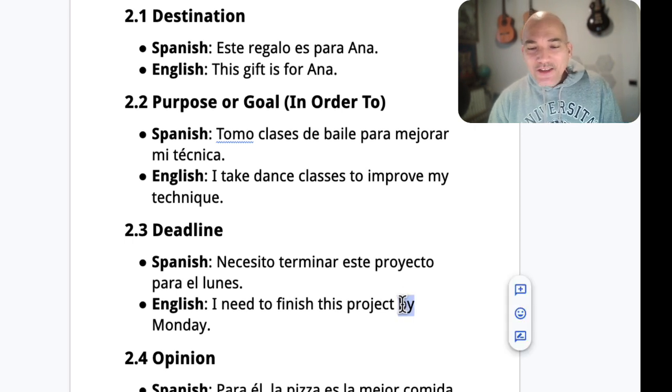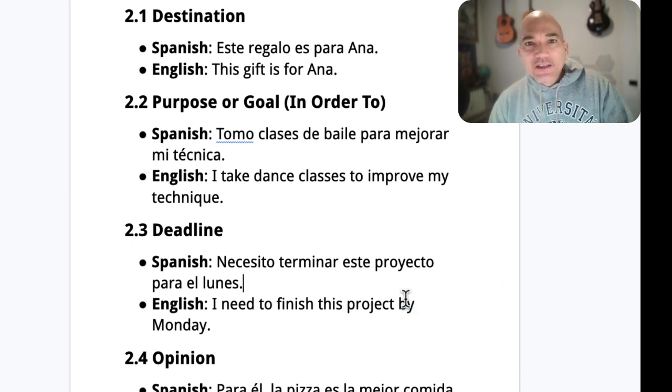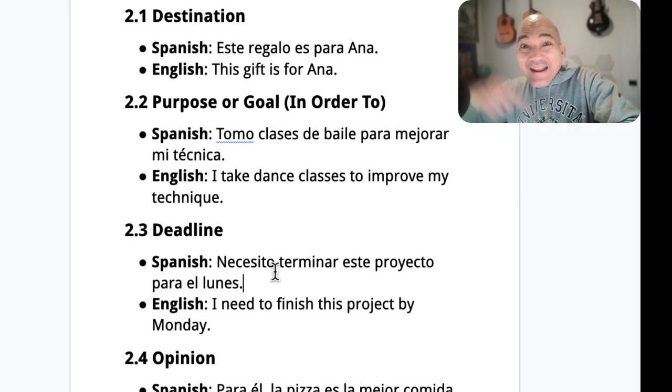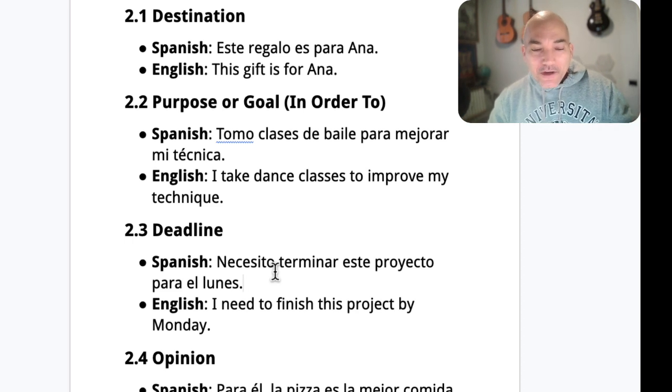So here you can see that in English, we use by, and then it doesn't coincide with for like in the passive voice, but with para. I know it's complicated, but this is the way. So when you have a deadline, you use para. Lo necesito para mañana. Lo necesito para ayer, by yesterday. It means that you gotta do it really fast.